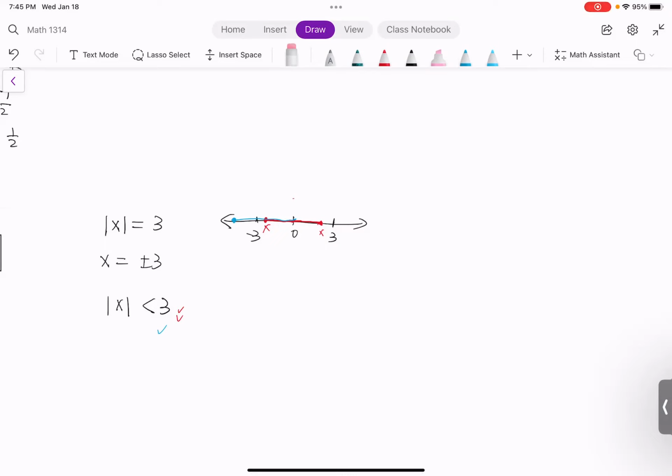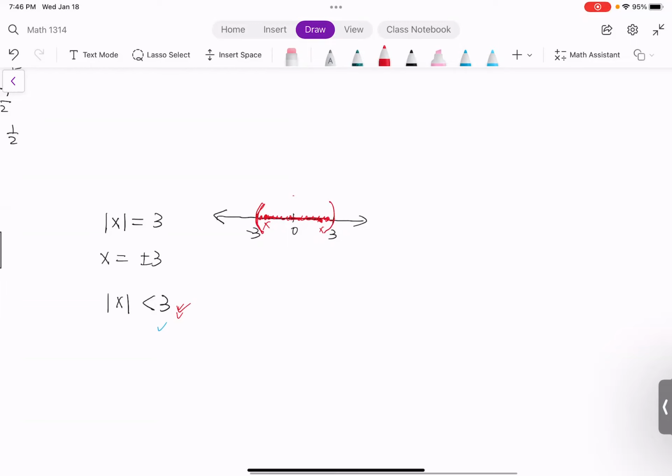So I can't choose a point here. I must erase this, and oh, I erased everything. So I can only choose a point here, here, here, here, and then any point to 0 can satisfy this condition. Distance is less than 3. That means if I use parentheses to contain this area, the absolute value of x is less than 3, I can only choose points in this area.